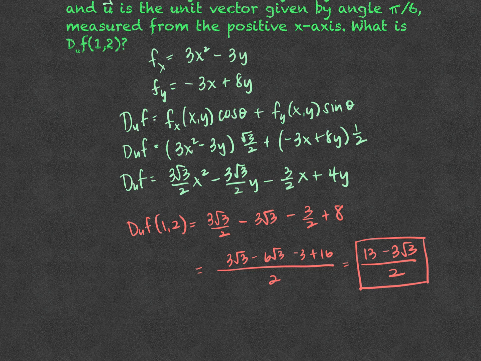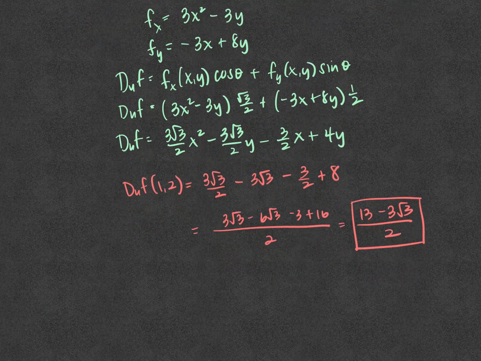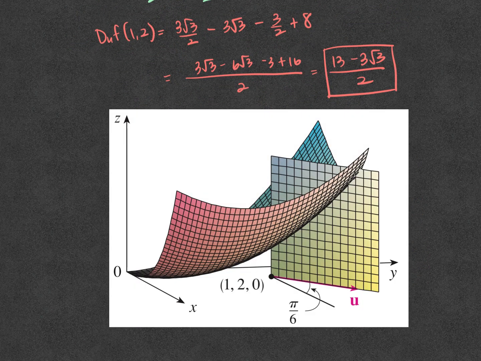Now what's important here is that 3 square root of 3 is a little more than 5. So it's a positive value as we travel away from (1, 2) in the direction of that derivative. And this is the picture that's given here. It's a little bit prettier if you look at your book online. But here we have the directional derivative shown in the way it intersects the surface. You can kind of see it all happening there.